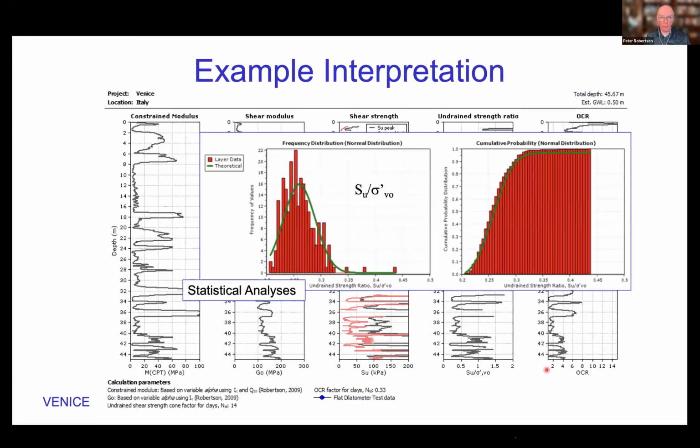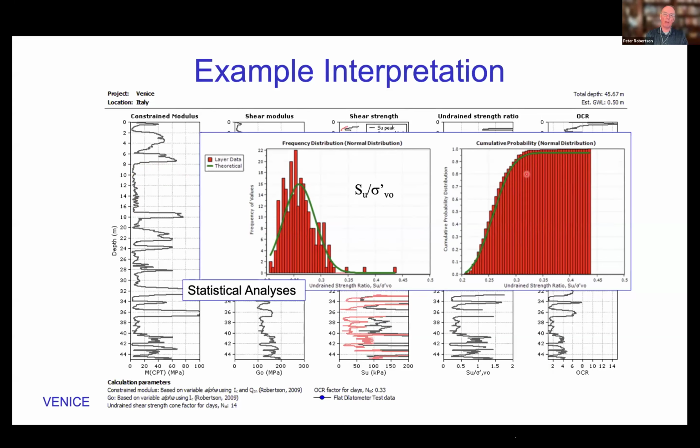The software that we developed also has an ability to run statistics on any of these parameters. So for example, if you want to know how the undrained shear strength ratio varies in one of these clay layers, then you can just identify the clay layer, like maybe from 8 meters down to 16 meters, and ask it to run the statistics. On the left is a frequency distribution showing the mean and standard deviation, and the plot on the right shows the cumulative distribution.